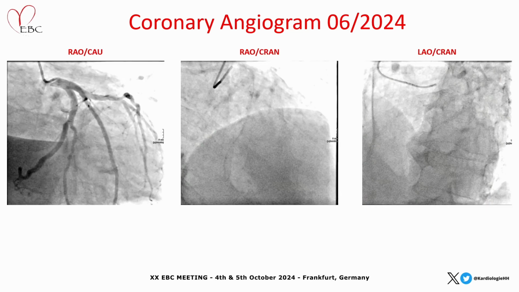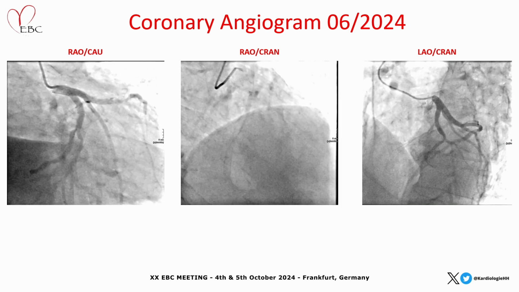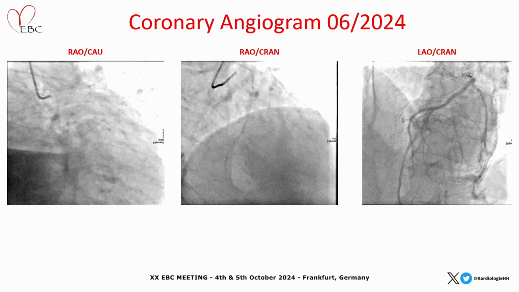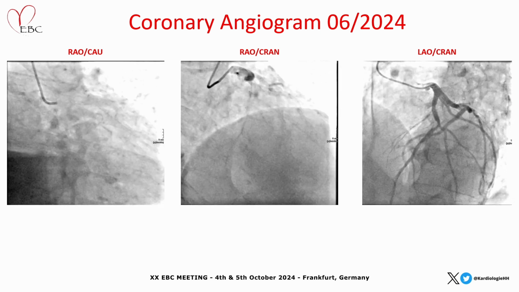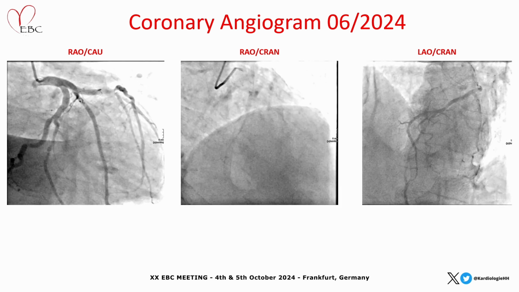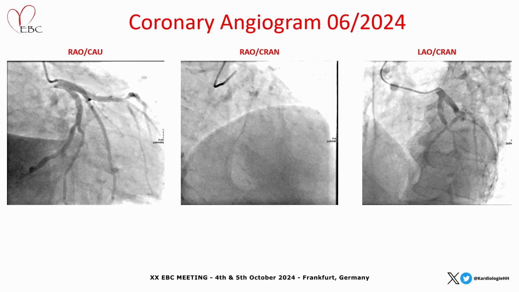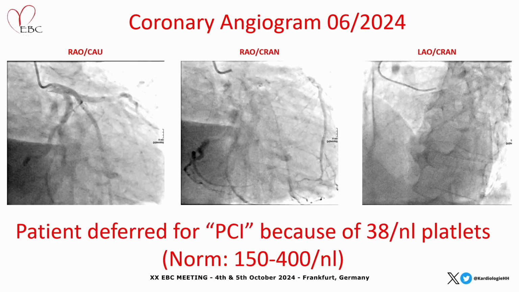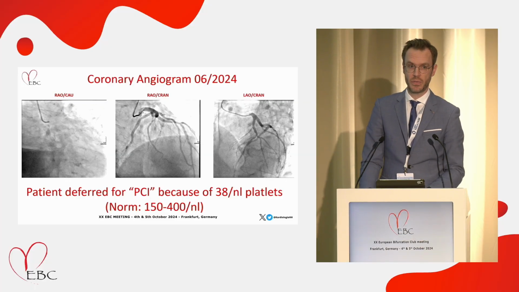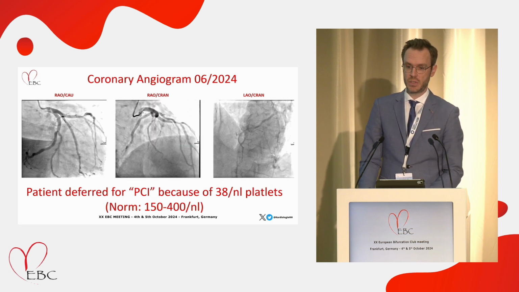He was brought to the cath lab, and this is the anatomy. Everything is TIMI 3, but if you look at this LAD-D1 bifurcation, there's an intermediate stenosis. There's only one diagonal branch, giving two branches of this D1, and there's an intermediate lesion. The colleagues decided to defer PCI because of low platelets. He was then chest pain free on the table, had no elevated troponin, and was discharged.